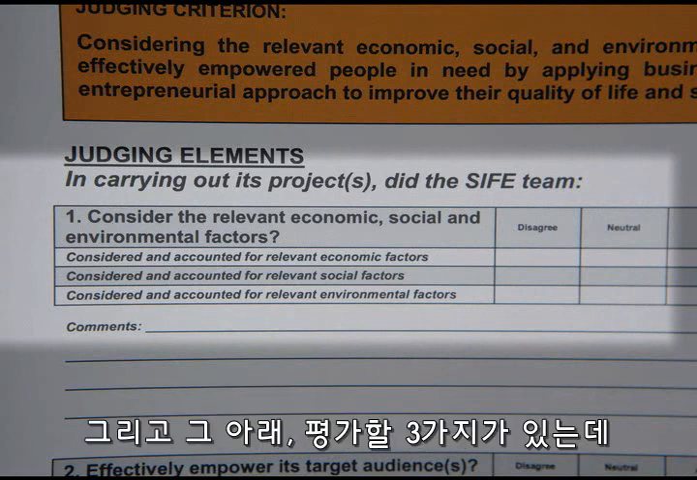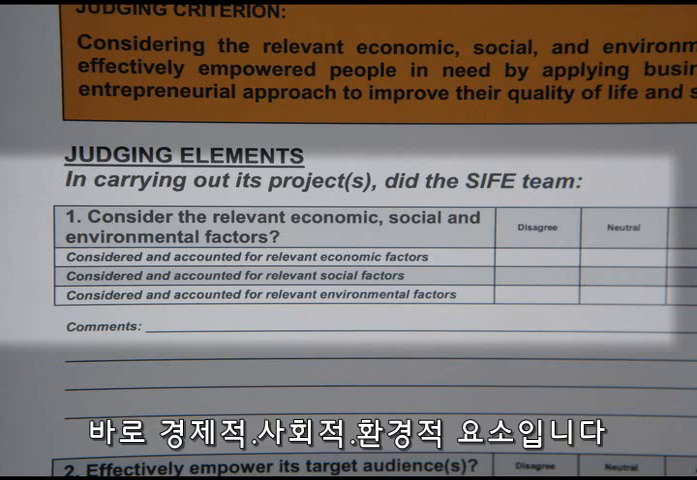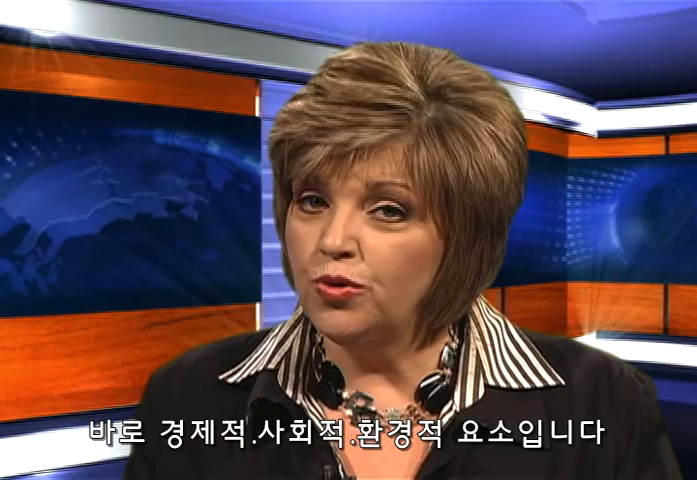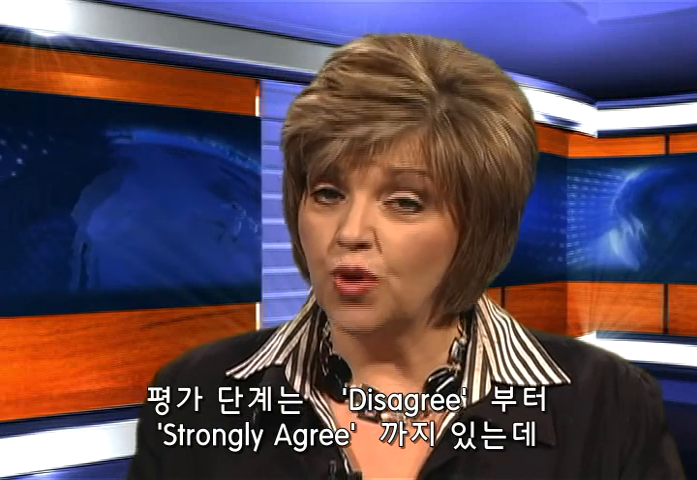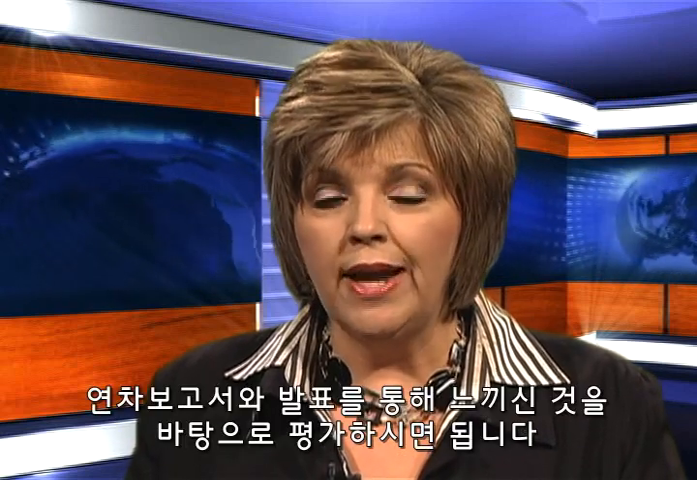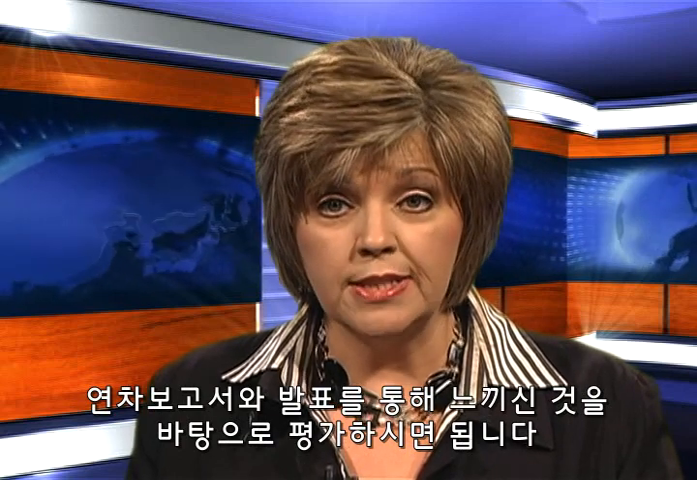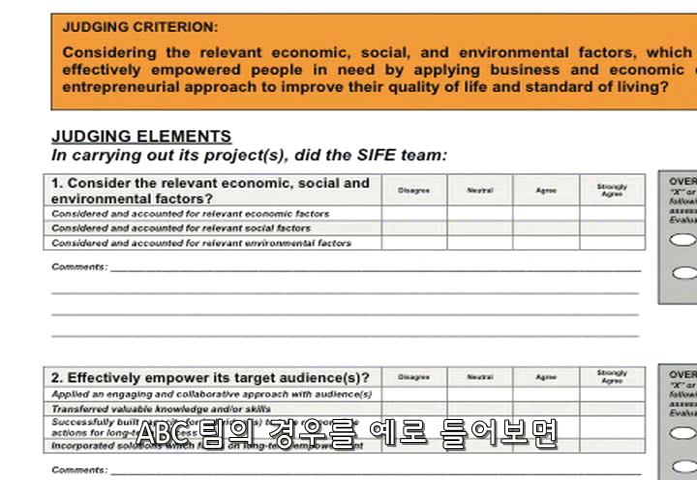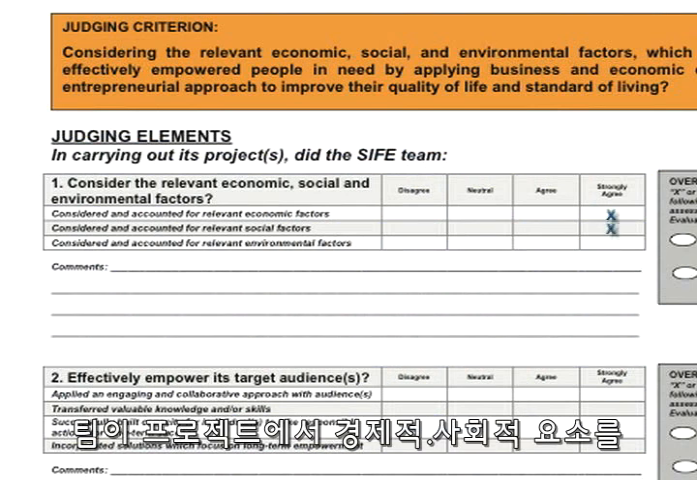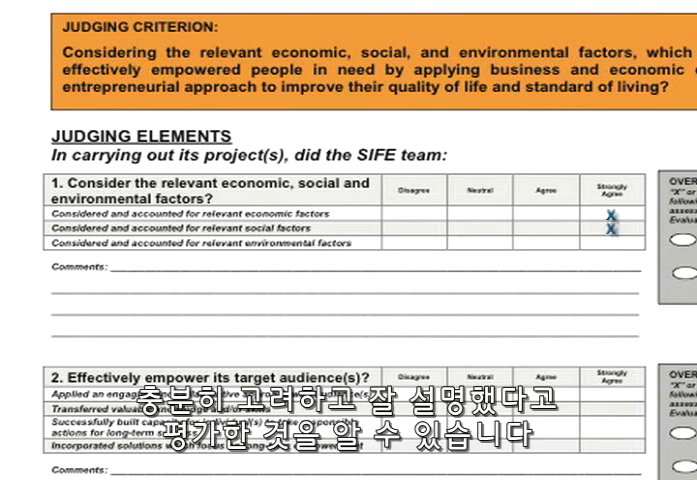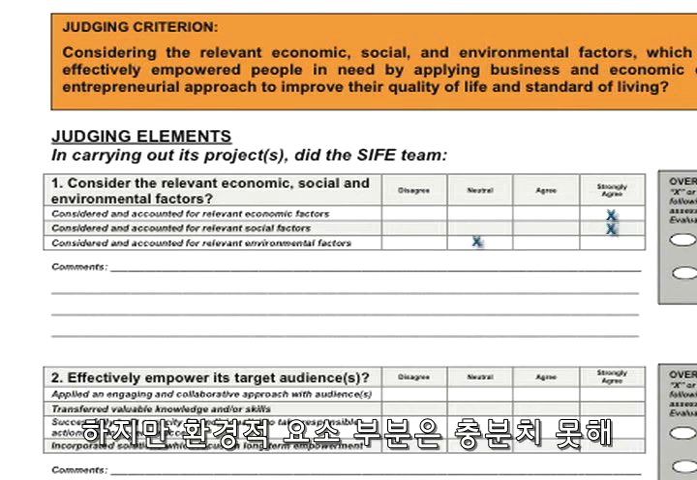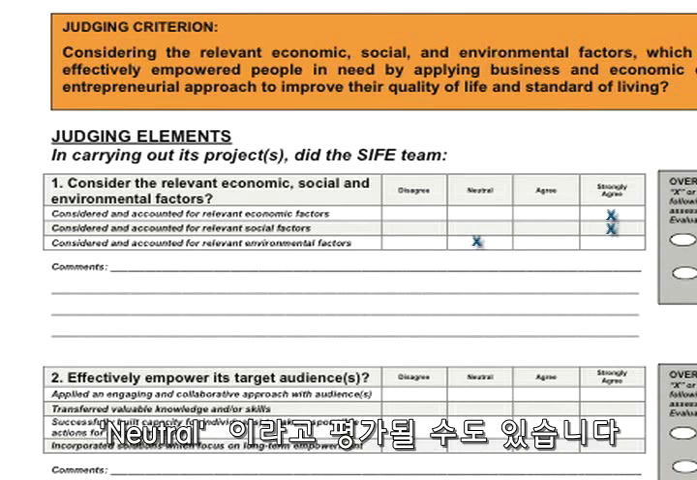Under this question, there are three aspects for your evaluation: the relevant economic factors, social factors, and environmental factors. Using the scale of disagree to strongly agree, you will evaluate how you felt the team answered each part of this element through their annual report and/or live presentation. In the example provided for Team ABC, you'll see that the judge strongly agreed that they considered and accounted for relevant economic and social factors. However, the judge felt neutral about the team's ability to consider and account for the relevant environmental factors.